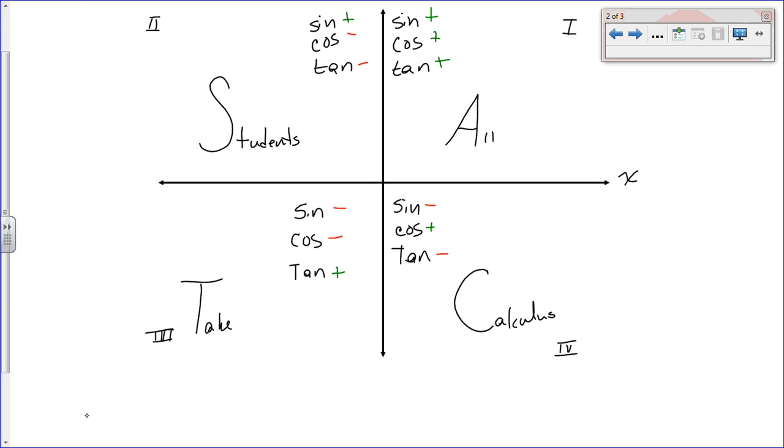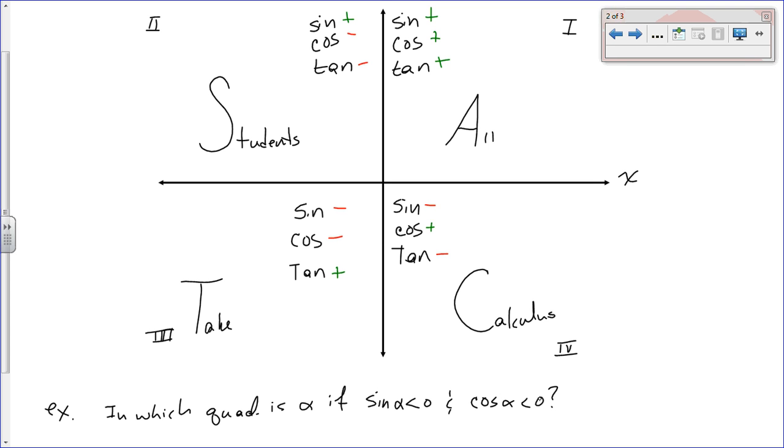Say I gave you an example. Here's an example. It says, in which quadrant, I'll abbreviate that as quad, is alpha if the sine of alpha is less than 0 and the cosine of alpha is less than 0.